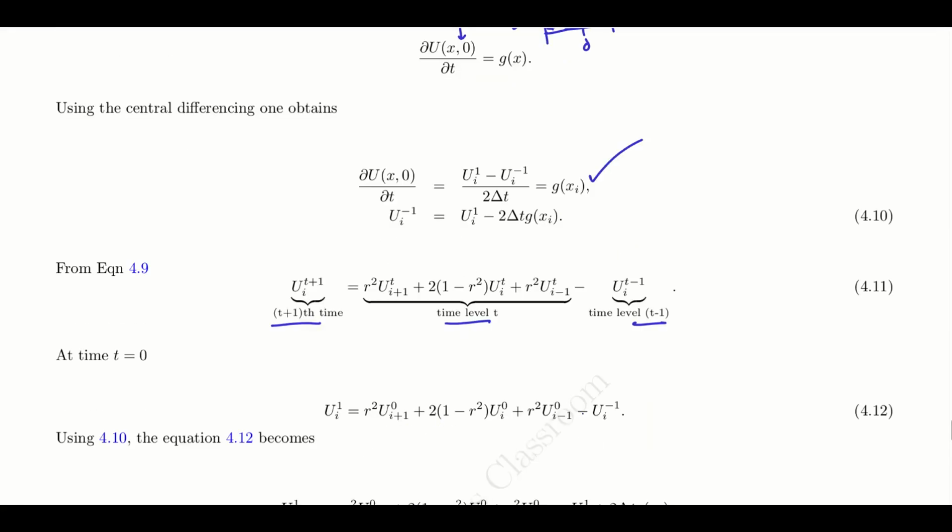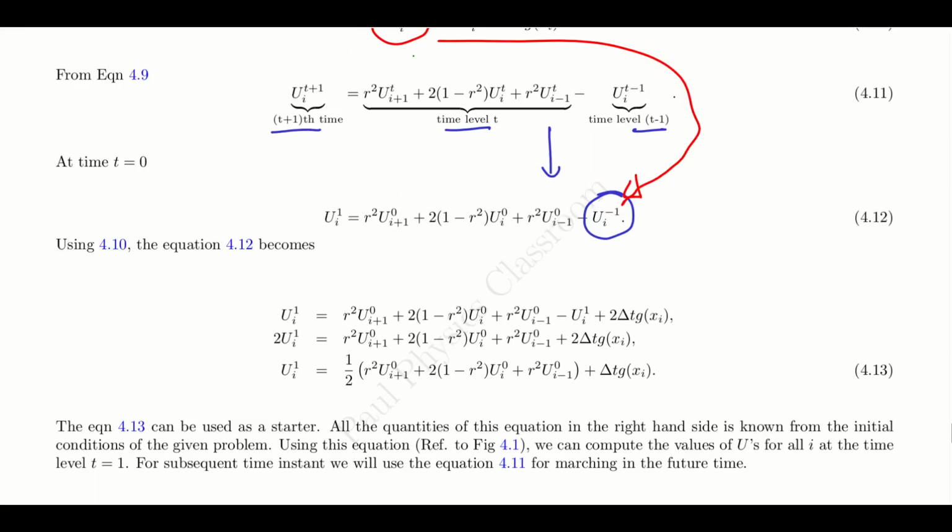As I said earlier, at t equals 0 the u minus 1 term comes in from here, and we just replace this term here, and we will get the starter equation. What is that? The starter equation becomes, you just replace u_i^-1, the whole thing is here, and you will get u_i^1 with 2 delta t g(x_i).